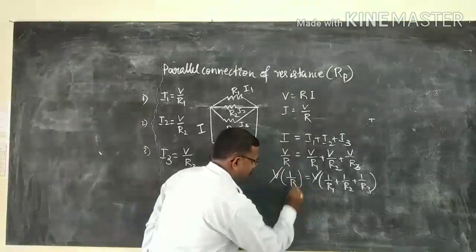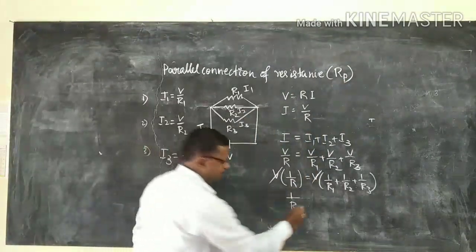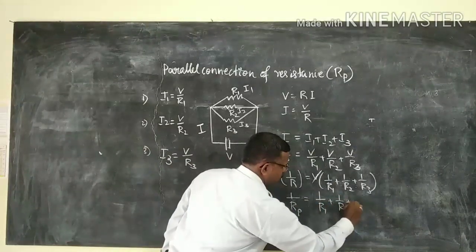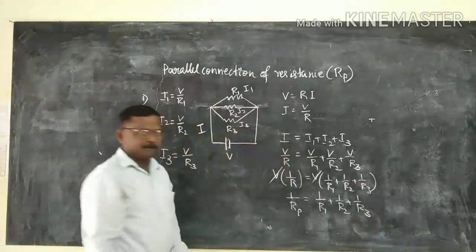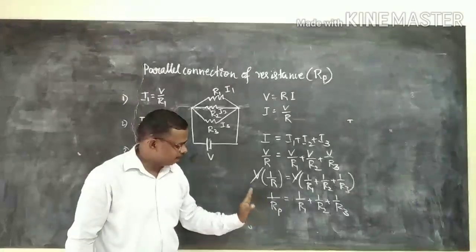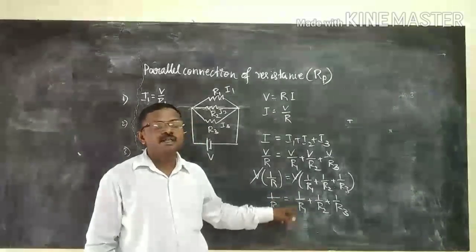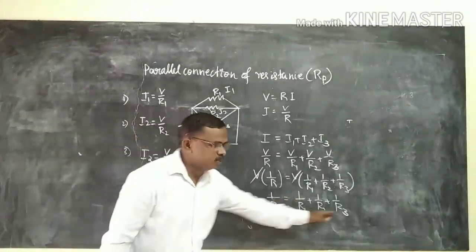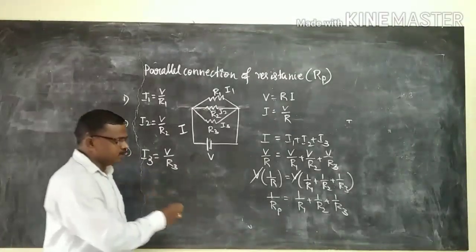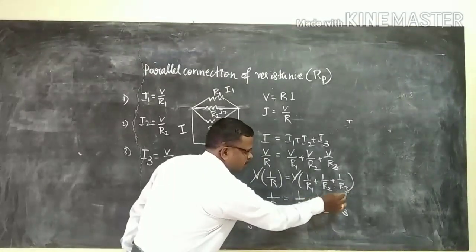Now, R in parallel, am I right? So 1 by R in parallel is equal to 1 by R1 plus 1 by R2 plus 1 by R3. The reciprocal of equivalent resistance in parallel connection is the sum of the reciprocals of the individual resistances. That means 1 by Rp is equal to 1 by R1 plus 1 by R2 plus 1 by R3, like that.